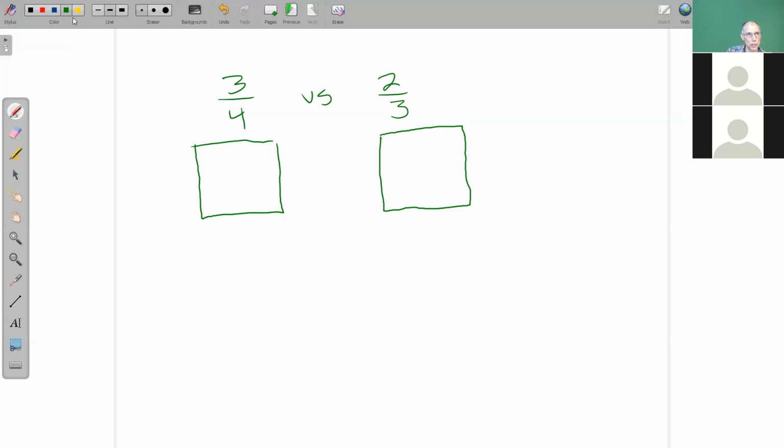So let's see, 4ths. I'm going to draw the 4ths vertically. And usually if I have an even number, I like to cut things in half. And in this case, I can go in half again. So this is how I would draw the 4ths. And I would then shade that I have 1, 2, 3 of them.